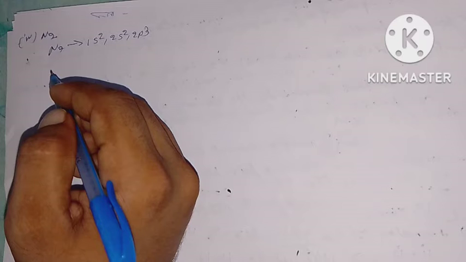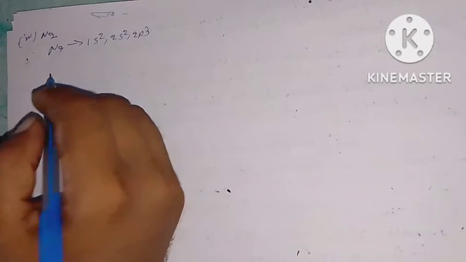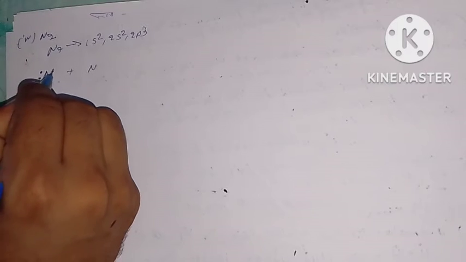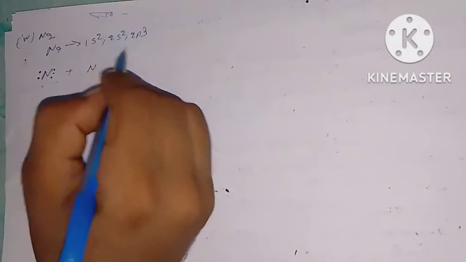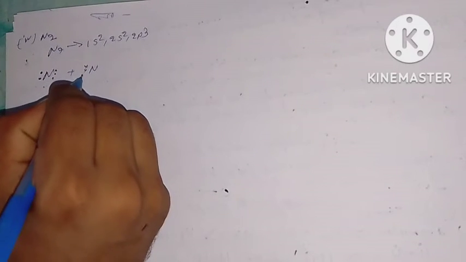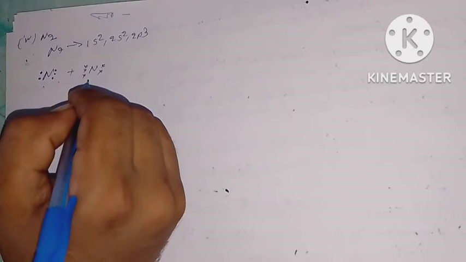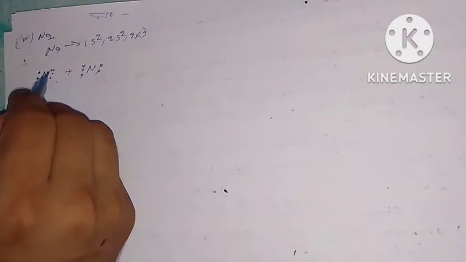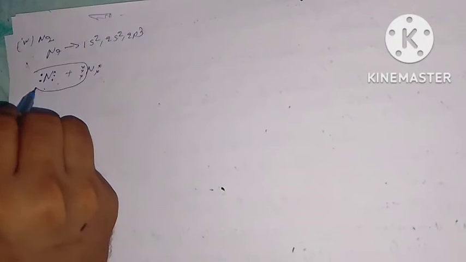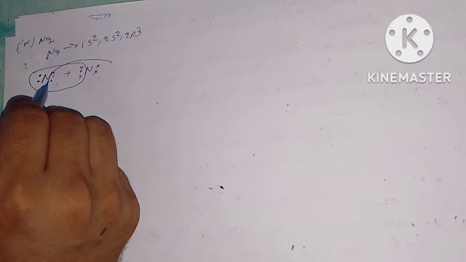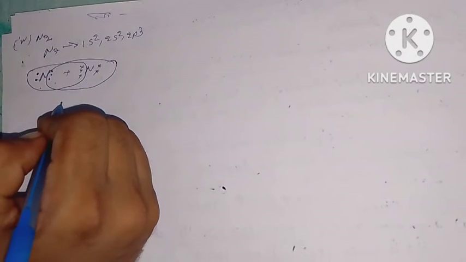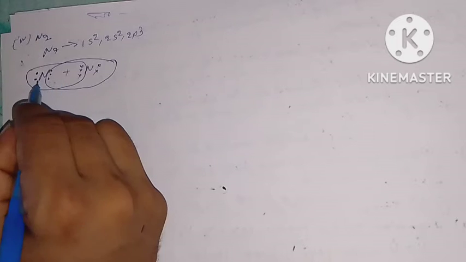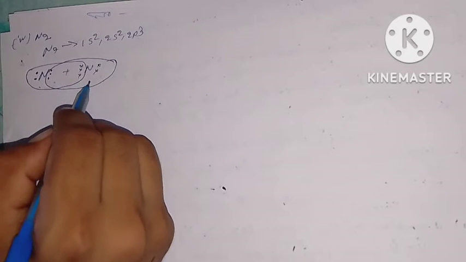In the formation of N2 molecules, each N shares 3 electrons to achieve the octet. How? Nitrogen plus 1 electron, 2, 3, 4, 5. In the outermost orbit, 5 electrons are present here. Okay? Then sharing of 3 electrons. In the formation of N2 molecules, each nitrogen atom shares 3 electrons to complete the octet.